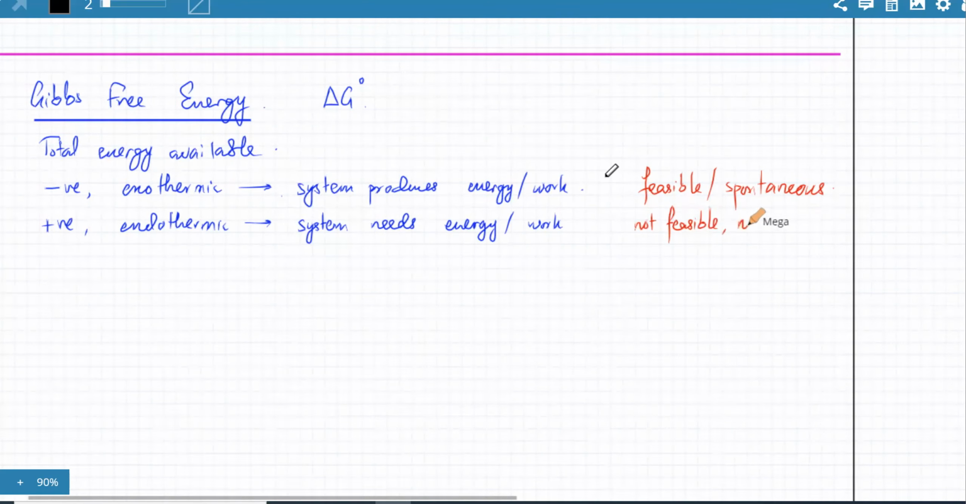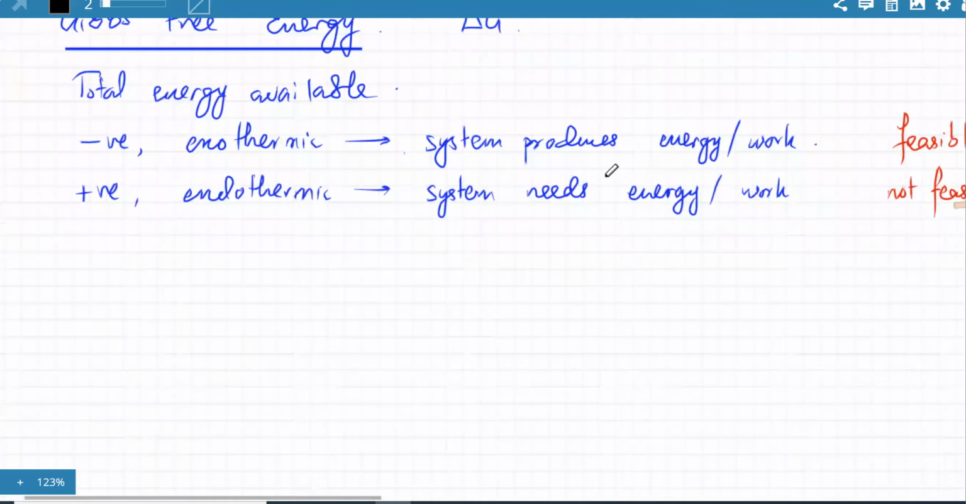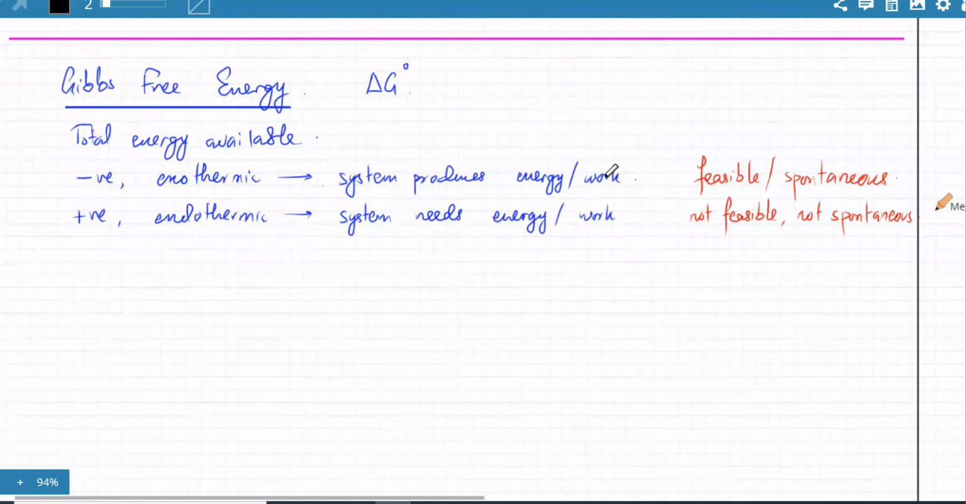It's not feasible and it's not spontaneous. So that's the idea. Whenever you have any process, it's going to have a Gibbs free energy. That's the total energy that's available to a system. Now, going back, we already talked about Gibbs free energy.